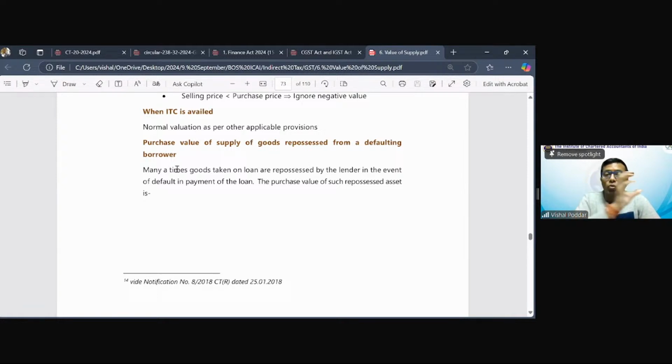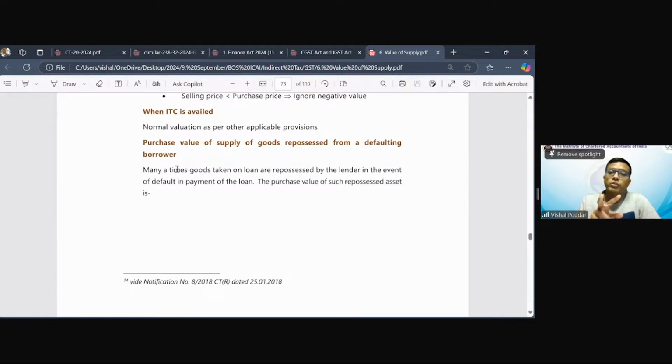Now, the main point is they know the sale value. The question is, what is the purchase value? Because they have not purchased, they have taken it from the defaulting person. जैसे अपन हिंदी में बोलते हैं ना, उनसे जब्त किया है. They have repossessed it. In such a case, there is no purchase price which the bank has paid. So what will be the purchase cost?